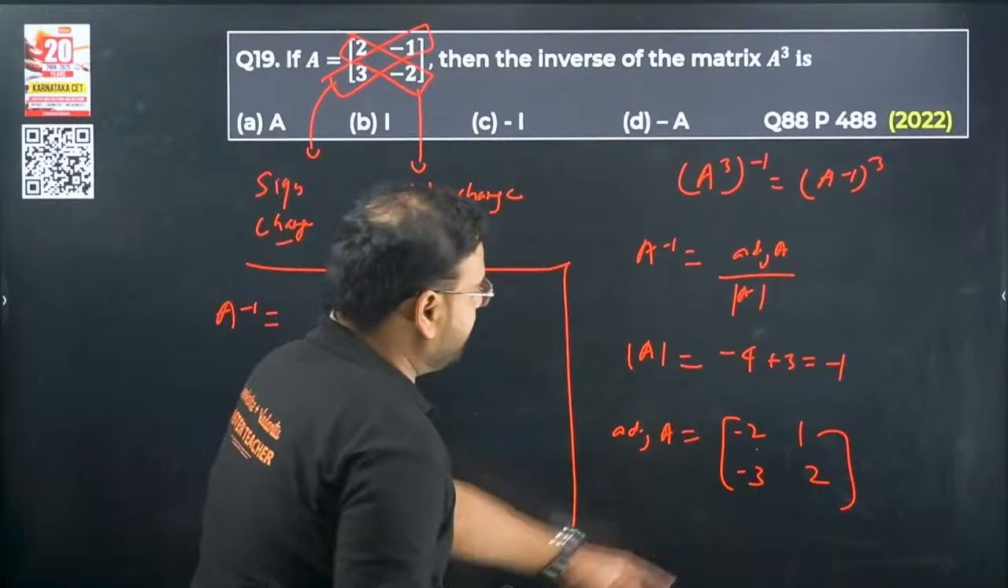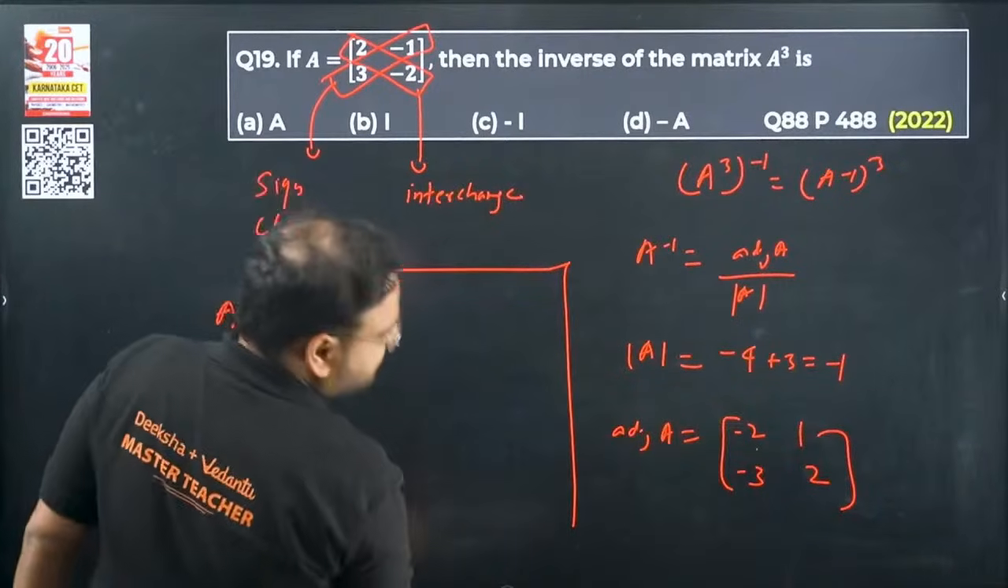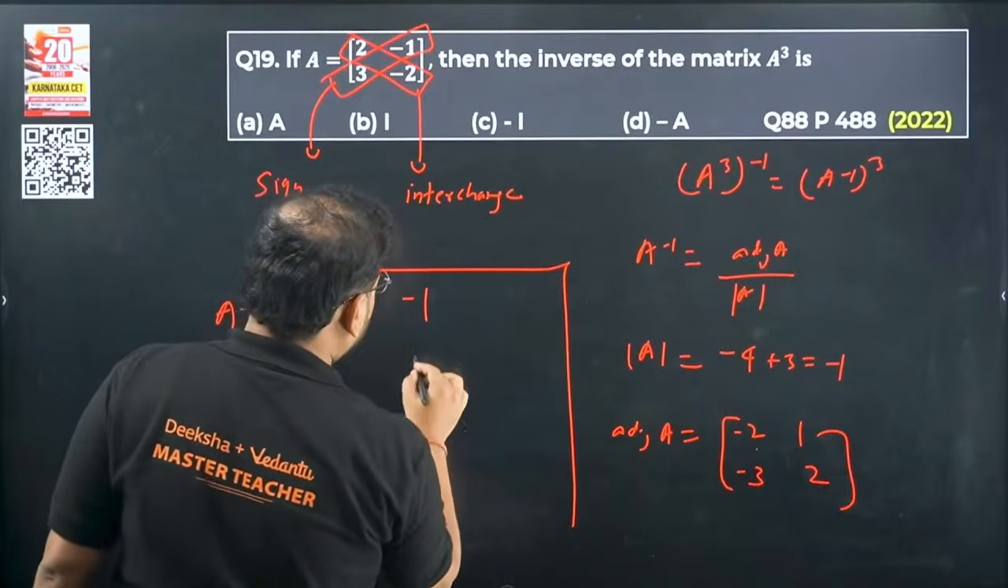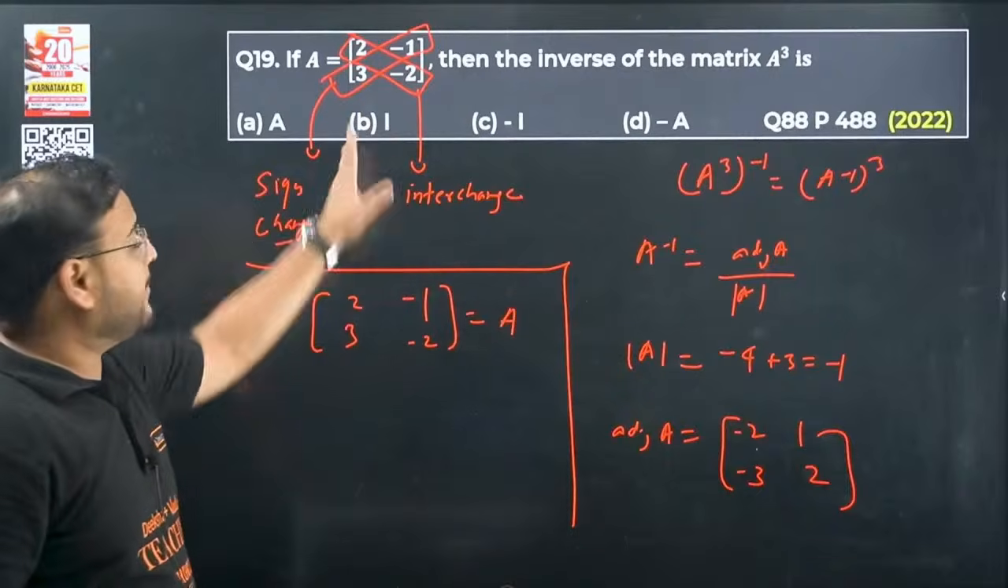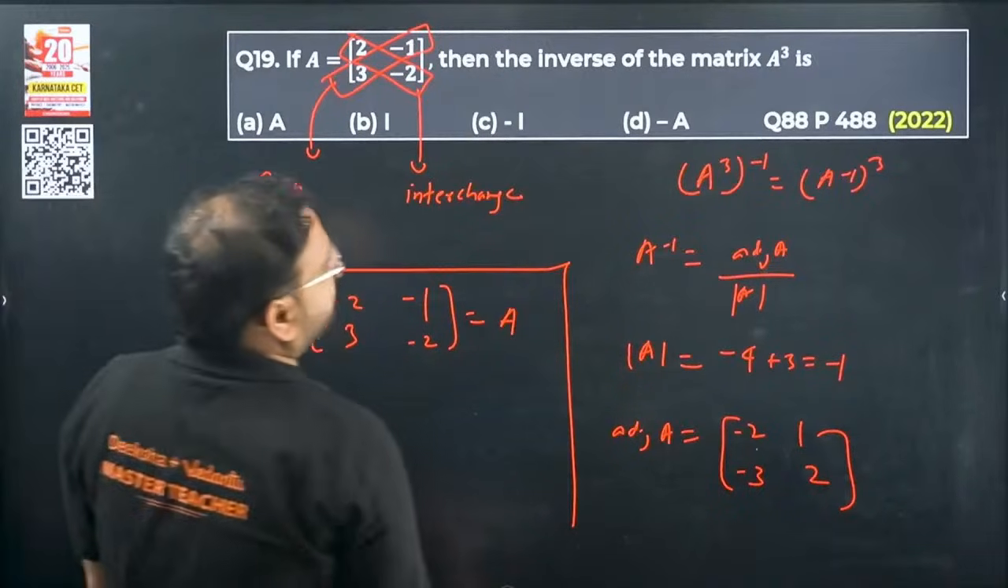Inverse will become what? Ratio of these two. Minus 1 to this. So it will be 2 positive, minus 1 negative. Divide this again, minus plus 3, and we'll have minus 2. Check here, this is nothing but A. Same as A. Means inverse of A is A.